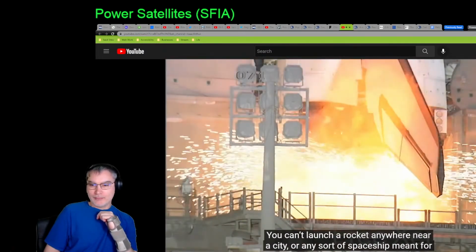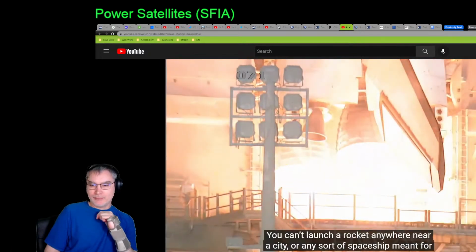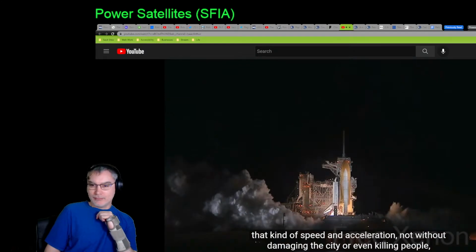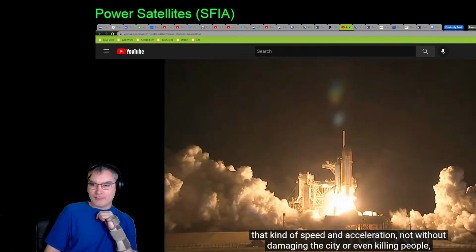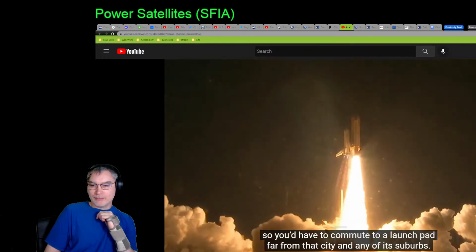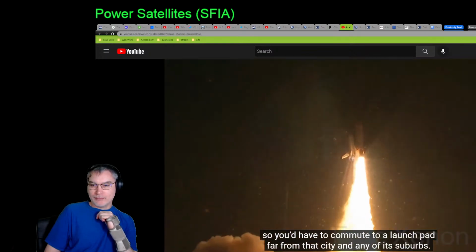You can't launch a rocket anywhere near a city, or any sort of spaceship meant for that kind of speed and acceleration, not without damaging the city or even killing people, so you'd have to commute to a launch pad far from that city and any of its suburbs.